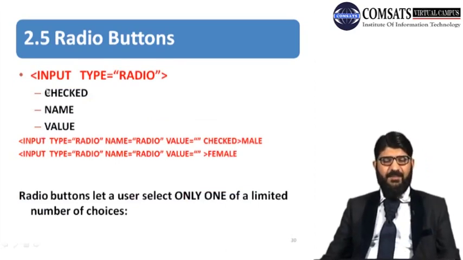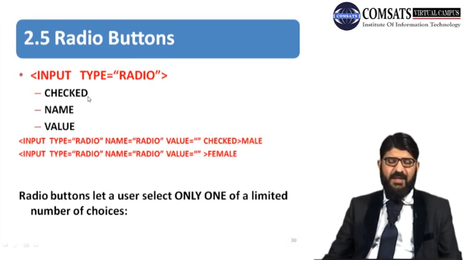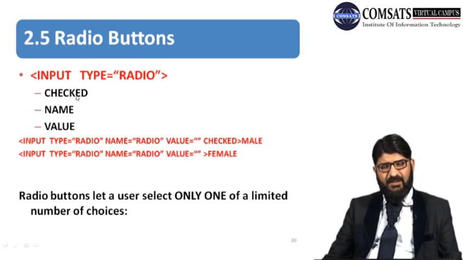Now the input type is radio button. So when we are discussing the radio button, it has three attributes. Its type is radio, and again its checked status, the default checked status. If created checked, then by default that will be selected. Then the name option, the name of the field, and the value that you want to display.